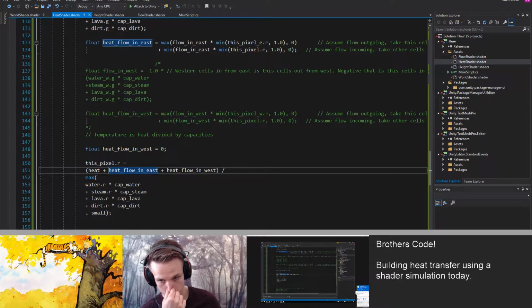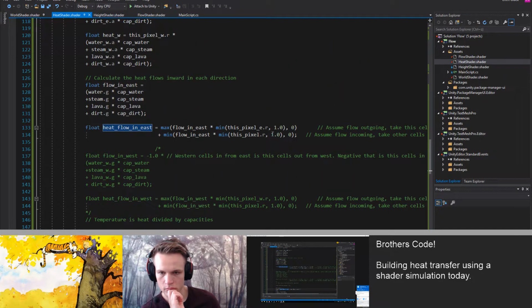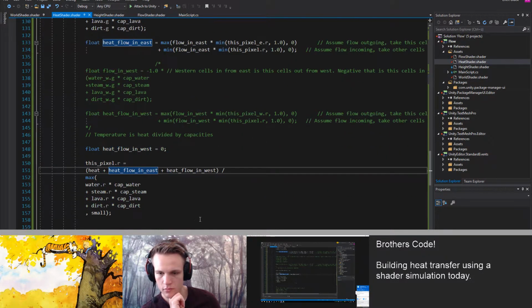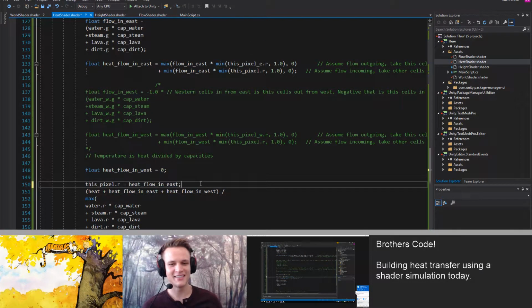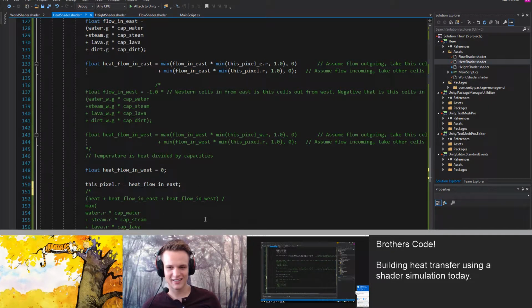Plus. So but this will infinitely increase. But it should delete from one. Well, it should, hold on. No, flow in shouldn't, from the east. I don't know. Run it and see what happens. Right.